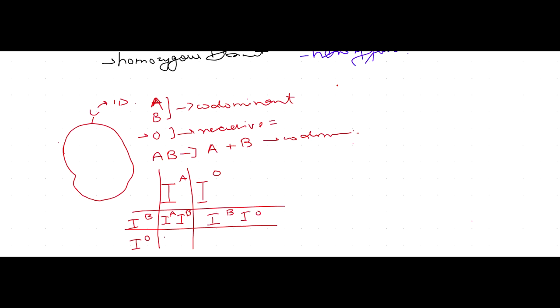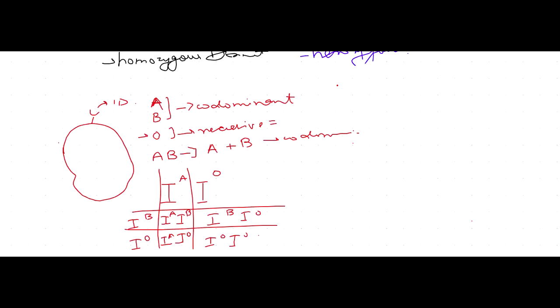Then the third possibility is that we can have A and O. Again, this is not codominance. This is normal inheritance. The A allele is dominant. The O is not dominant. So the person will only have receptor A. And the last possibility is that the person can get both alleles for blood group O. So when the person is born, they are going to be blood group O.